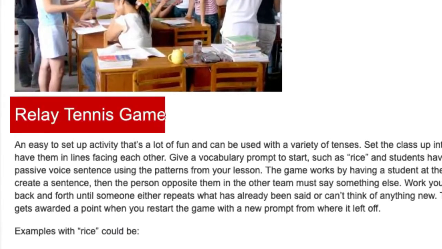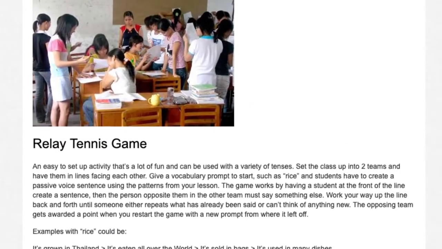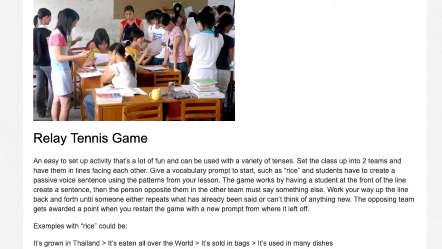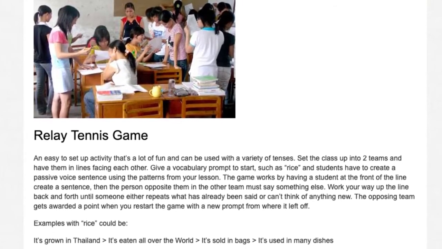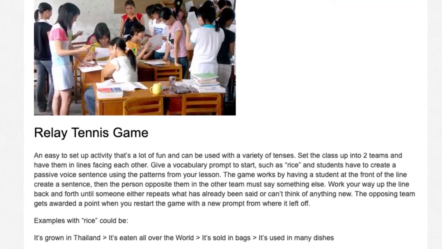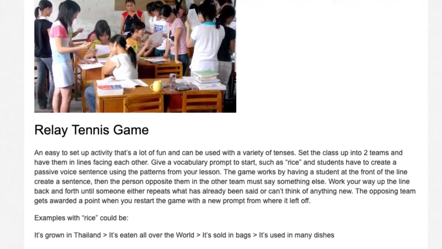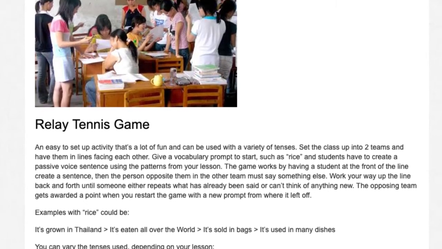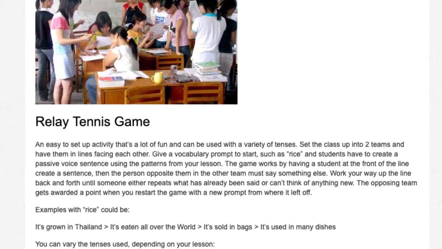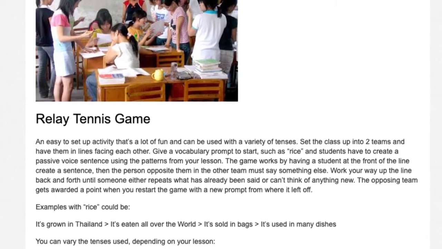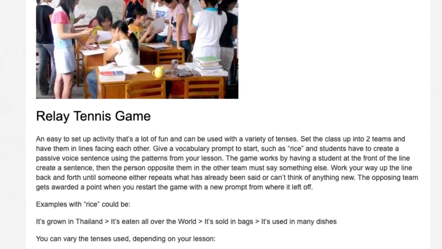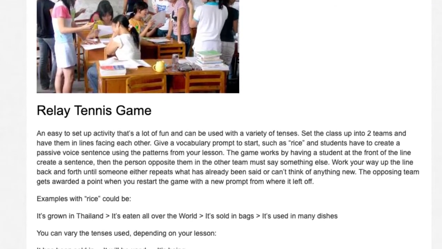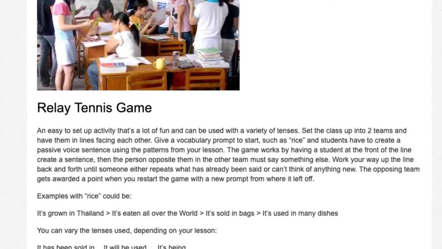Relay tennis game. An easy-to-set-up activity that's a lot of fun and can be used with a variety of tenses. Set the class up into 2 teams and have them in lines facing each other. Give a vocabulary prompt to start, such as rice, and students have to create a passive voice sentence using the patterns from your lesson. The game works by having a student at the front of the line create a sentence, then the person opposite them in the other team must say something else.